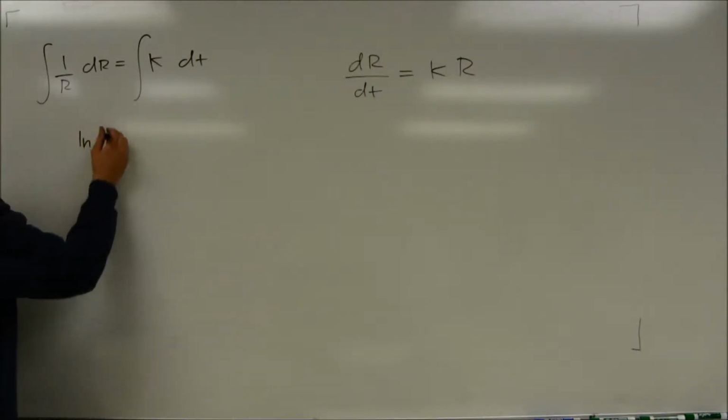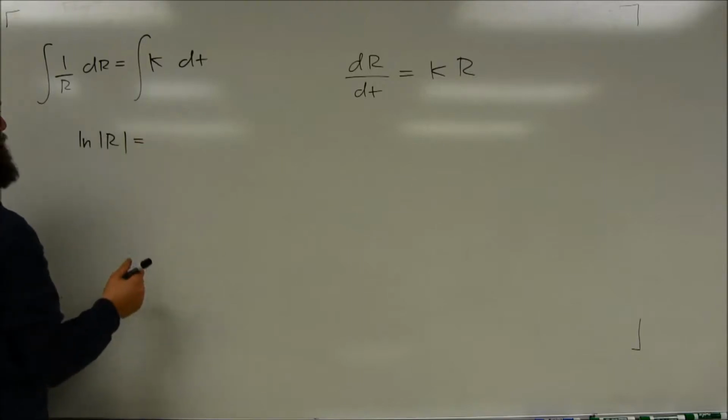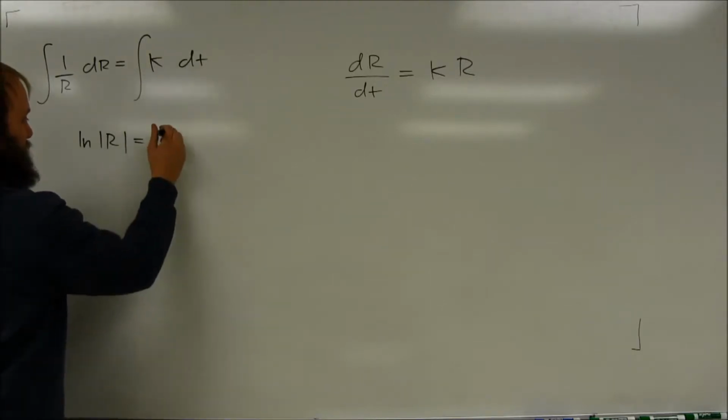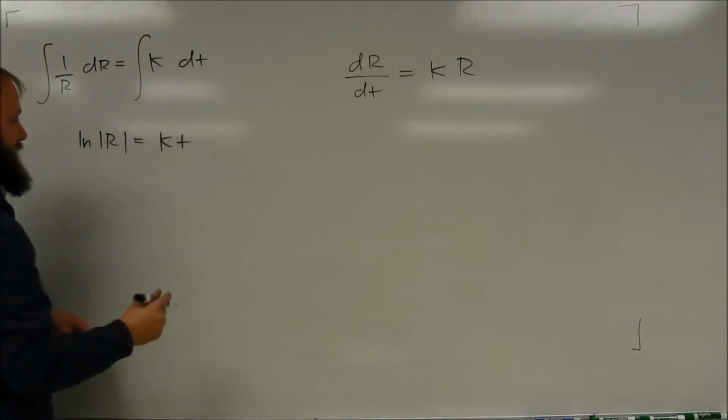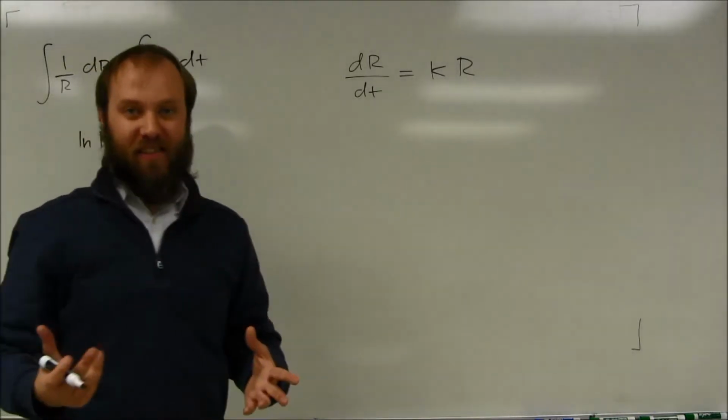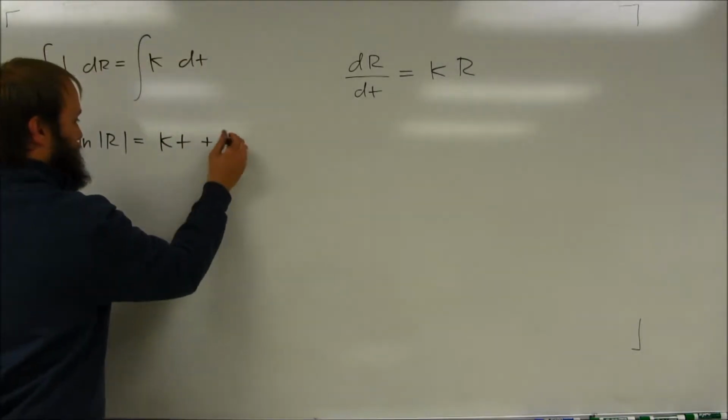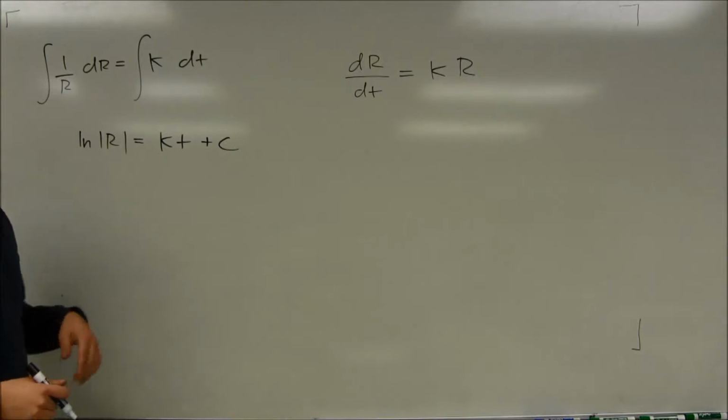That'll give me the natural log of the absolute value of R is equal to the integral of k with respect to t, which is kt. Somewhere I need to have a constant value. So I'm going to have kt plus C here, and I'm going to continue.